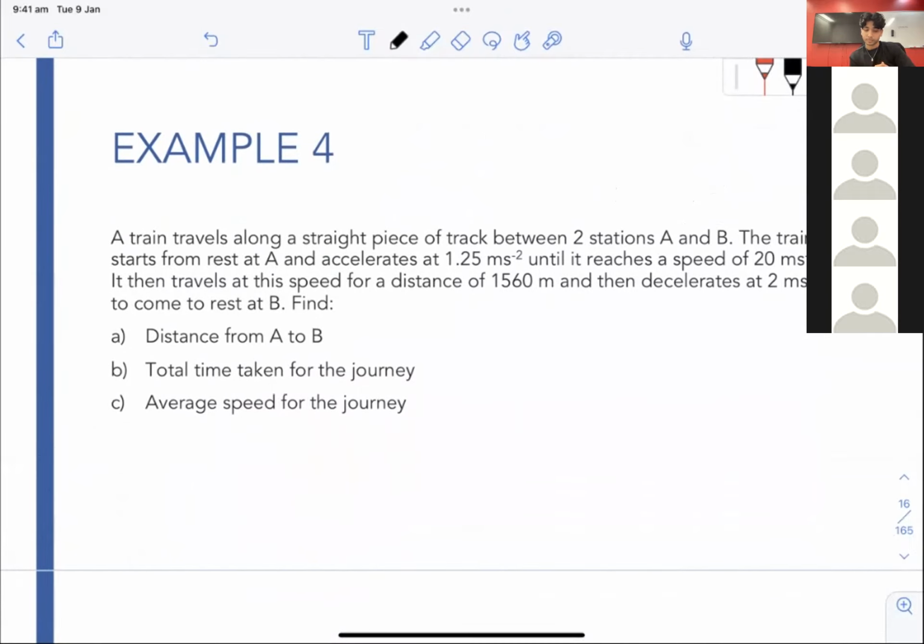All right, next one. A train travels along a straight piece of track between two stations A and B. The train starts from rest at A and accelerates at 1.25 meters per second squared until it reaches a speed of 20 meters per second. It then travels at that speed for a distance of 1,560 meters and then decelerates at 2 meters per second squared to come to rest at B. Okay, so a lot going on here. So let's break it down.